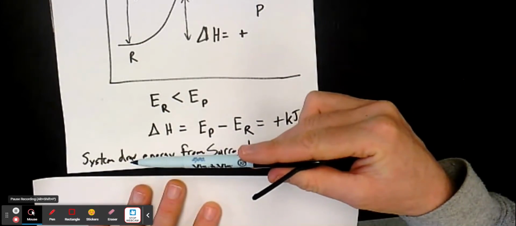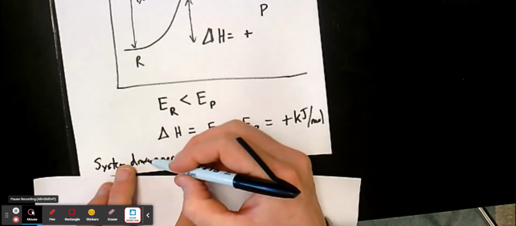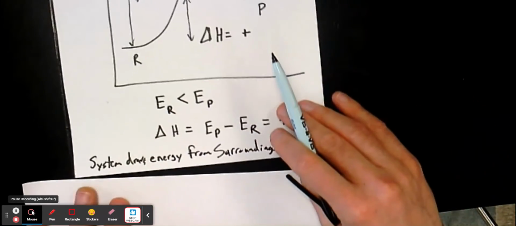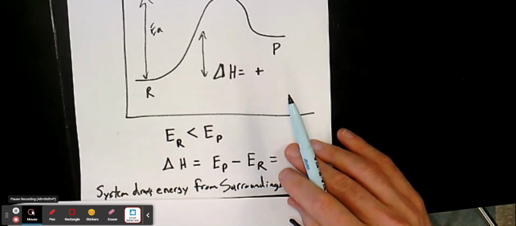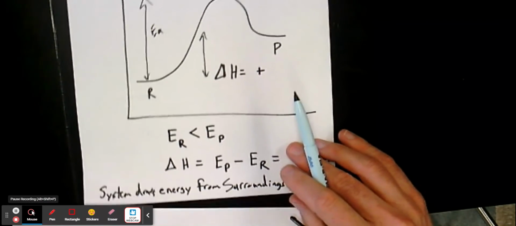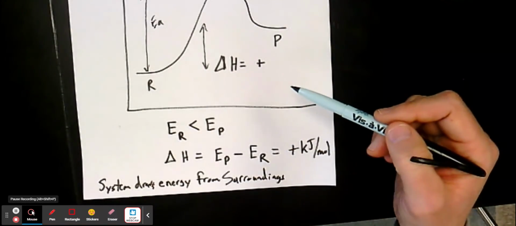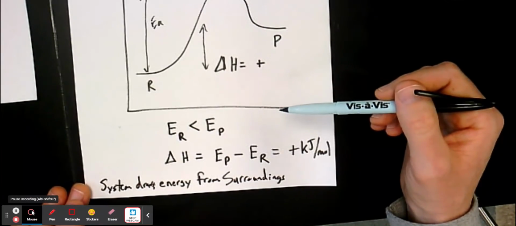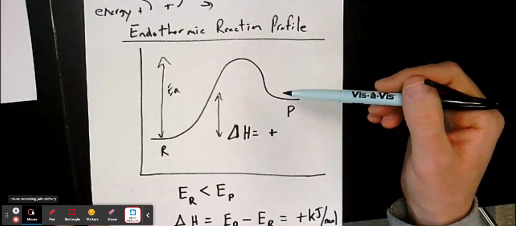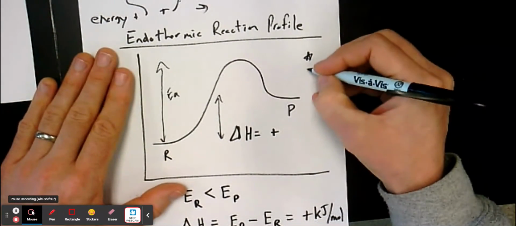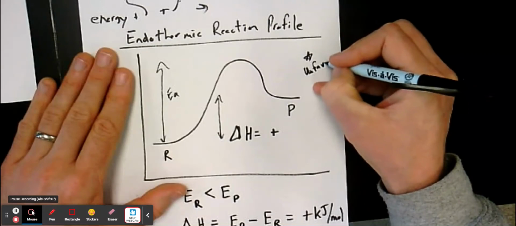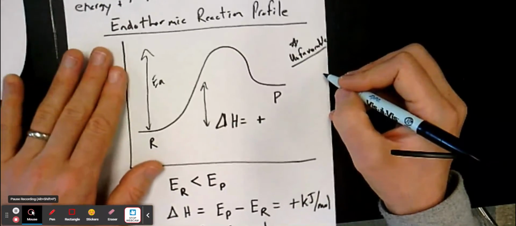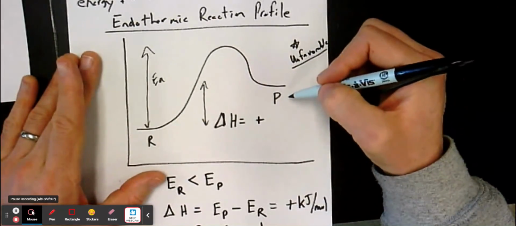And the system draws, great word, great verb there, energy from the surroundings to do this. That's how this reaction occurs. That's what this means in terms of enthalpy and the reaction profile. And this one would be considered unfavorable. All right. And because you need energy to do it, therefore it's unfavorable.